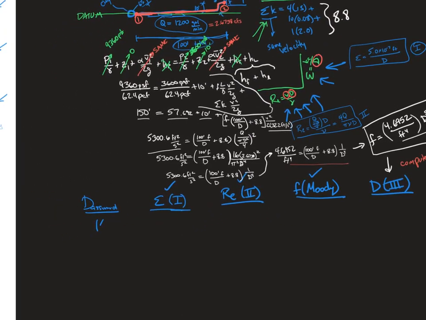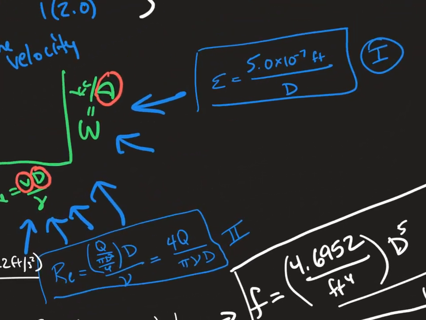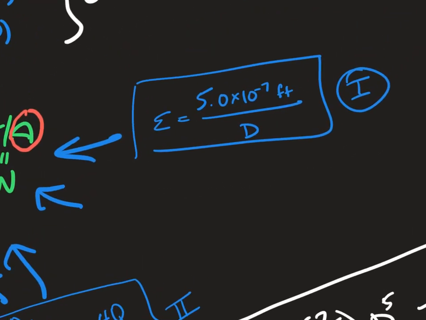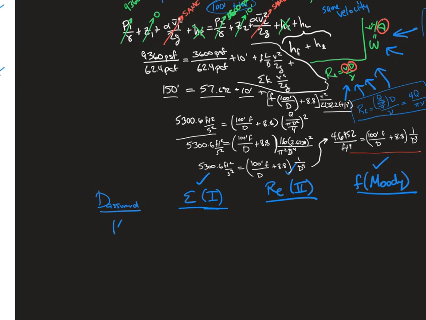So I already told you that my first guess was going to be to start with a diameter of 1, just because I like easy numbers. Call me a jerk. It's okay, I'm a jerk. All right, so then we're going to go to epsilon 1, here's my equation 1. So I'm going to plug in that 1 foot. I don't even need a calculator for that. 5.0 times 10 to the negative 7th feet divided by 1 foot. This is why I chose 1. So my epsilon is 5 times 10 to the minus 7.